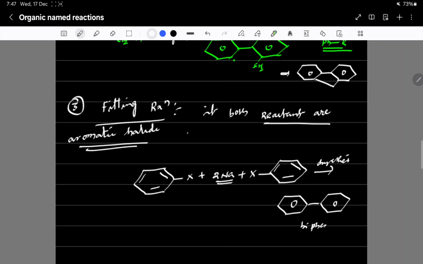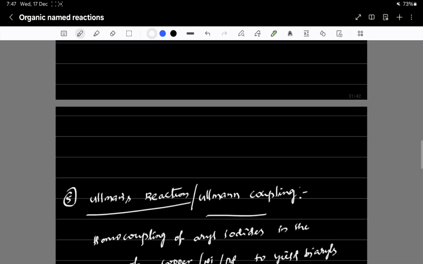This is called biphenyl or diaryl compounds. So this is the Fittig reaction. The difference between Wurtz-Fittig and Fittig reaction: Wurtz reaction is only aliphatic halides. Wurtz-Fittig reaction is aromatic halide plus aliphatic halide. Fittig reaction is only aromatic halides undergoing dimerization, right?